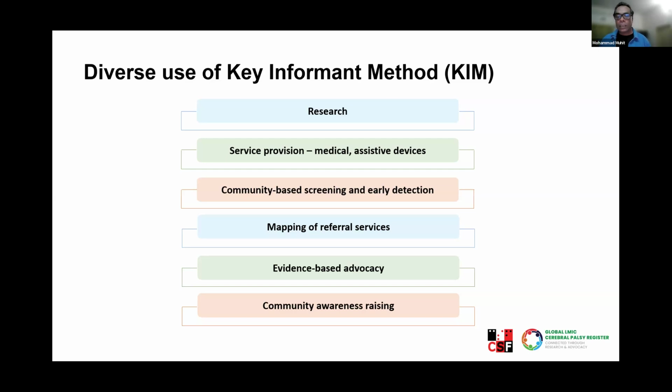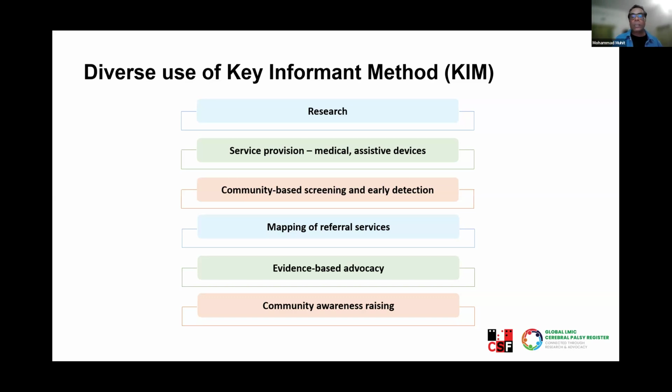Community-based screening and early detection, time to time, in every district, in every community, in a campaign mode. Within 6 to 8 weeks, about 2 months, you can go into a sub-district, go through the whole process, the steps of key informant methodology, and do the community-based screening of those communities within 2 months. Mapping of referral services is part of this whole process.